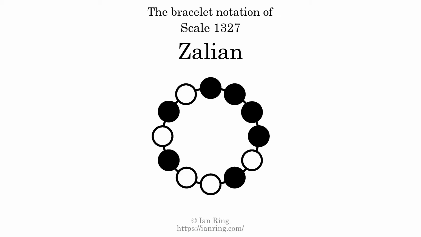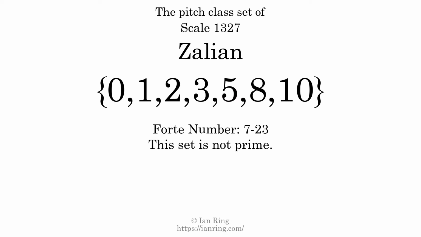This is a bracelet notation diagram of scale 1327. The shaded circles represent tones that appear in the scale, and they are read clockwise, starting at the top. The pitch class set for this scale is 0, 1, 2, 3, 5, 8, 10. The Fort class is 723. This set is not prime.